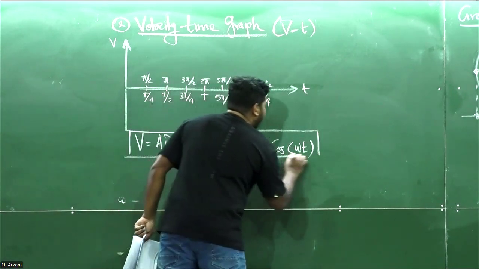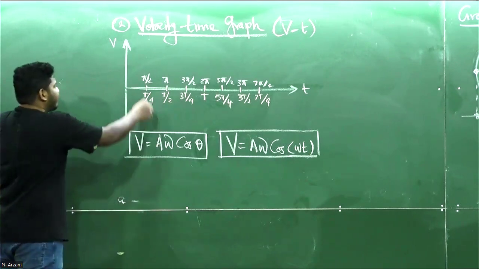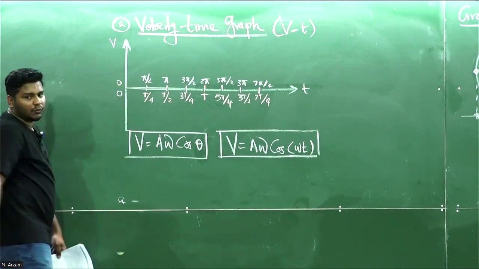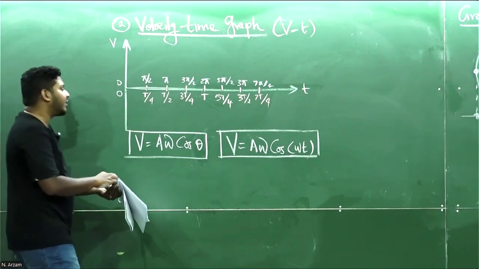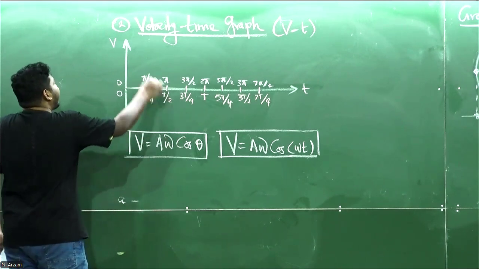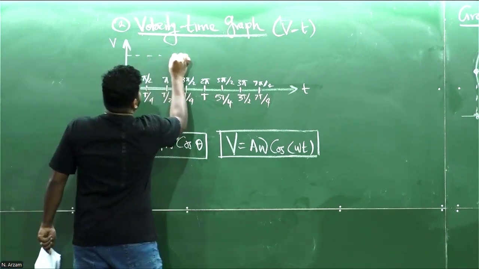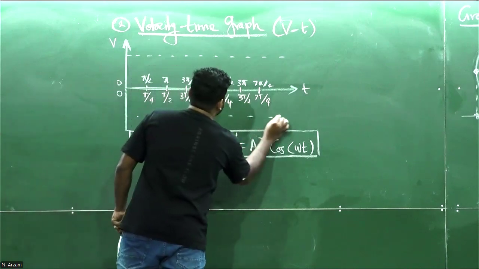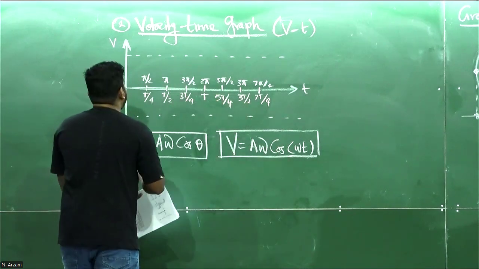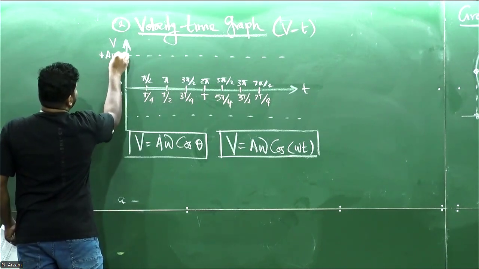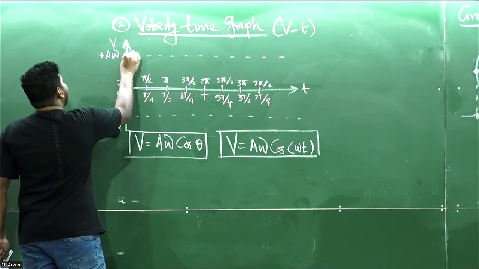Right. Let's substitute. What about 0? Cos 0 is equal to 1. If you substitute positive 1 here, V is equal to plus A omega. So this is plus A omega. The point is here.